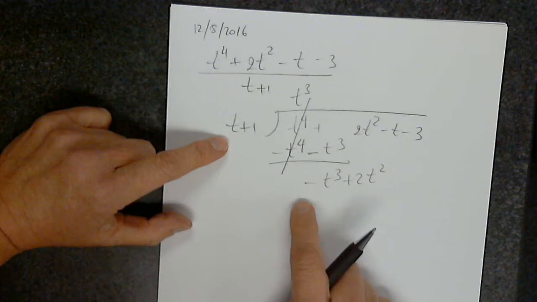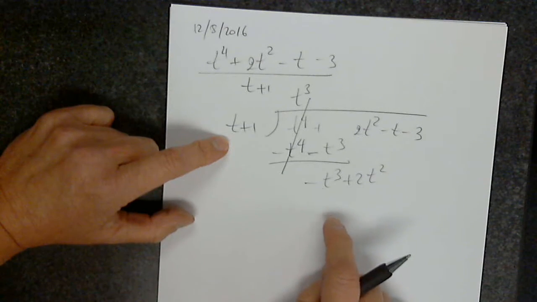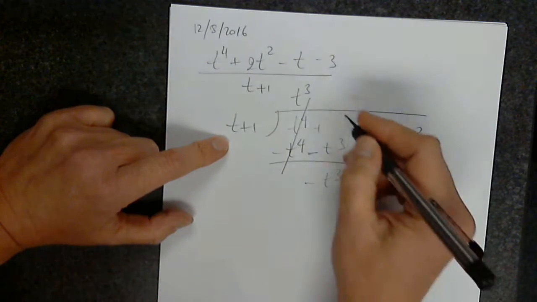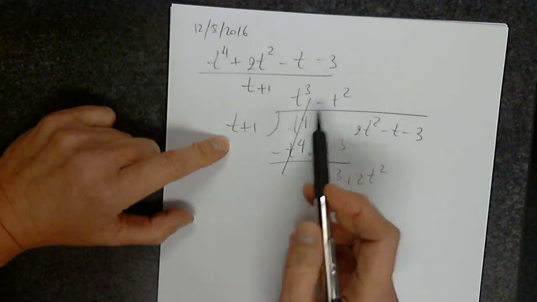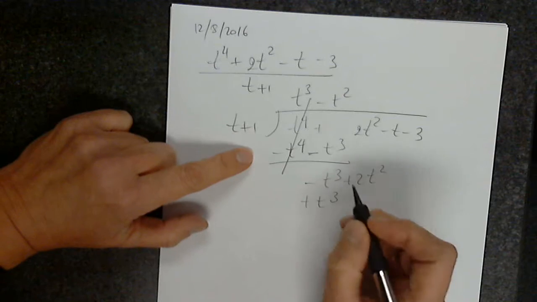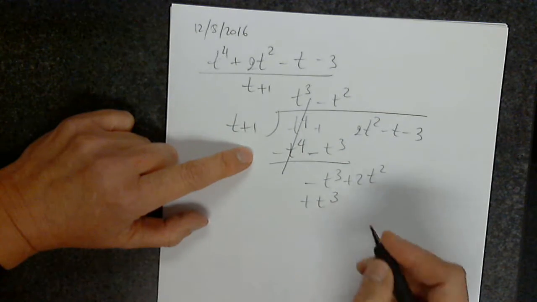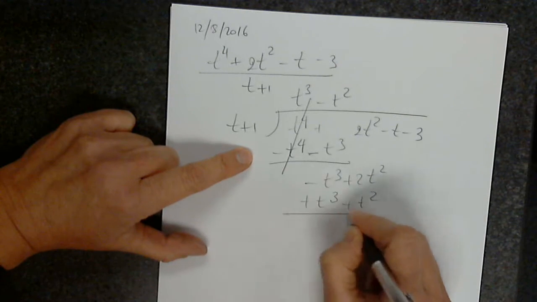T times what is negative t to the third? This is the problem from your test. So if you have your negative t squared, I agree. Negative t squared times t is negative t cubed, but plus t cubed. Negative t squared times 1 is negative t squared, but plus t squared. So far, so good?